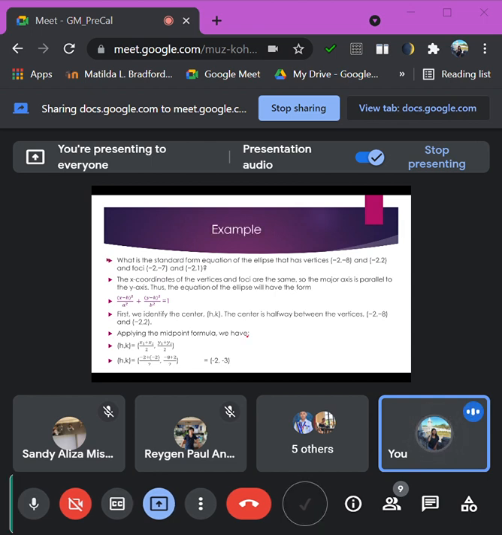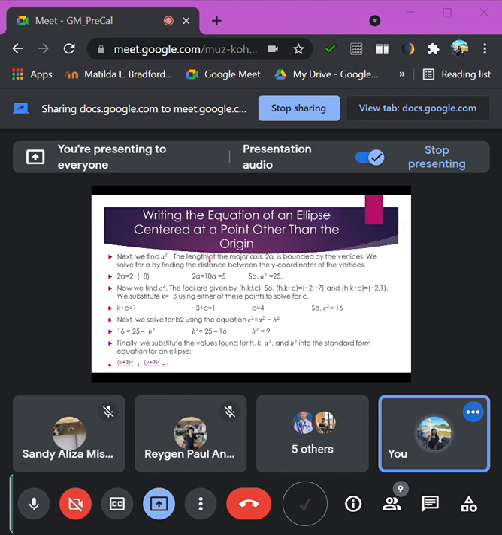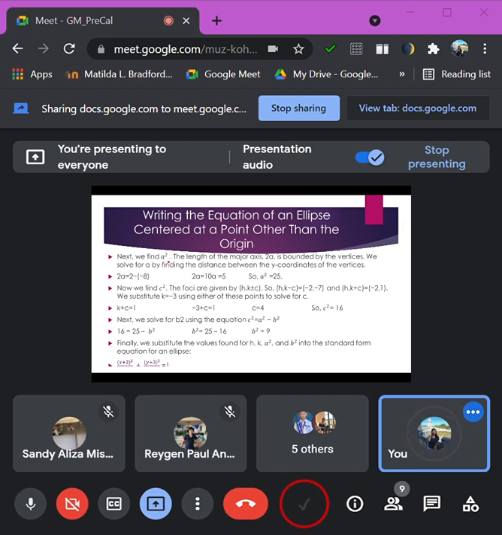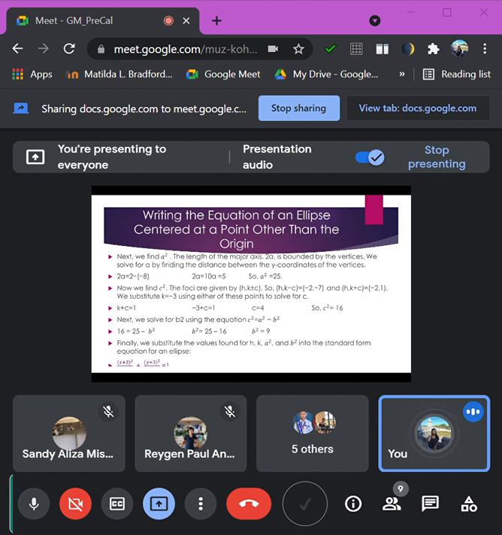So for the next step, we're done with the center. So we will now find our A, our B, and our C. To get that, we have to find first our A. So the length of the major axis is 2A, right? At the start of our discussion, we said that 2A is the major axis. So it is bounded by the vertices. So this 2A, we can see it in our vertex. So we solve for A by finding the distance between the y coordinates of the vertices.